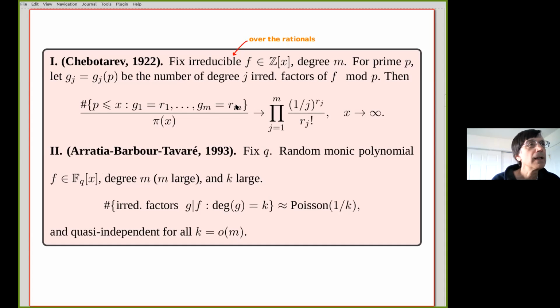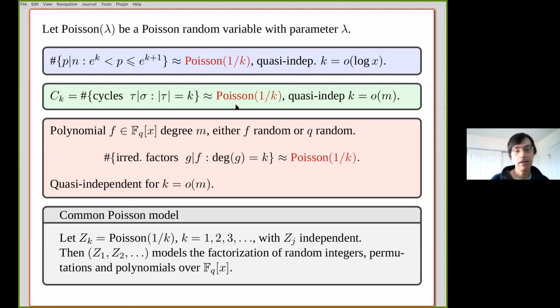All right, so in summary, we have now 3 results: one for primes, one for permutations, one for polynomials, which all look very similar. Okay, but you have to set up the right normalization for primes. So if we look at the statistic that counts primes in an interval of type e^k to e^(k+1), or we look at a random permutation and look at how many k-cycles it has, or how many irreducible factors of degree k a random polynomial has, these are all going to be approximately Poisson with parameter 1 over k.